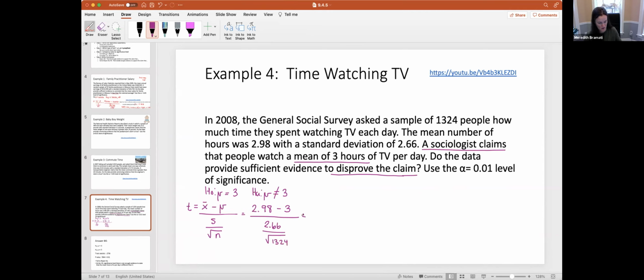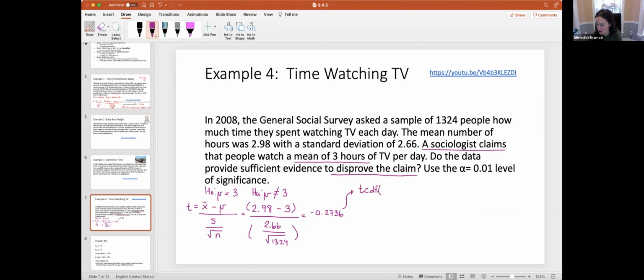If I enter that all into my calculator, remember, put parentheses around the top and parentheses around the bottom. What do we get for our answer? Negative 0.2736. Yeah. Okay. Now we have to take this value, which is our test statistic, and we have to put it into tcdf.